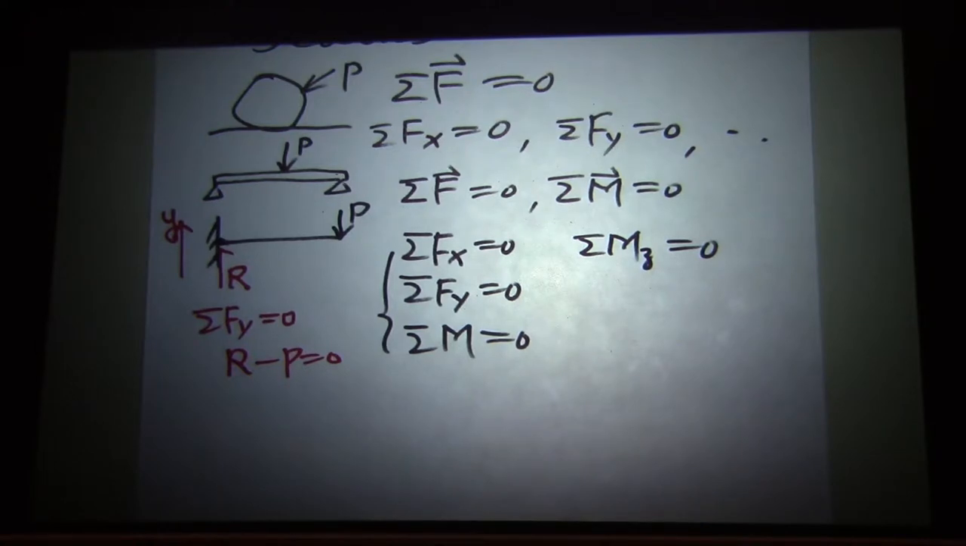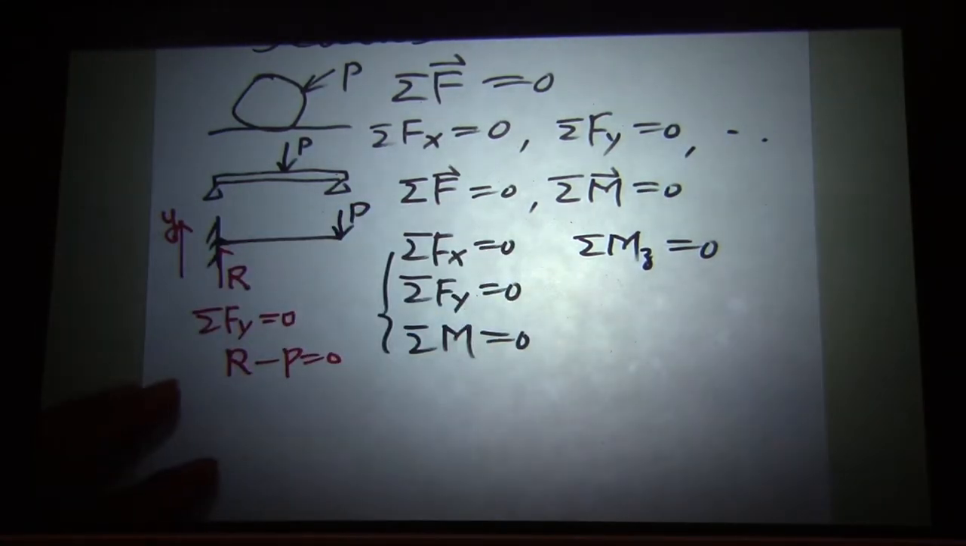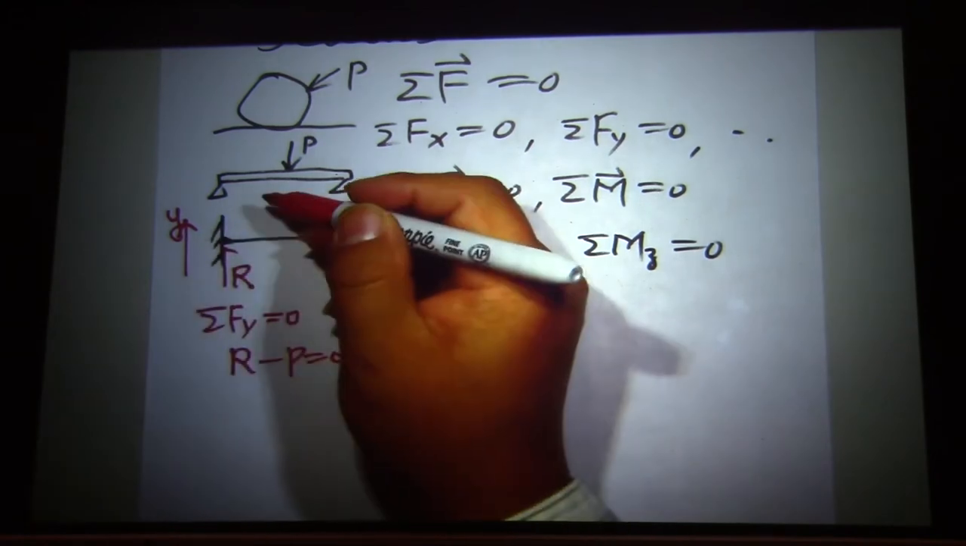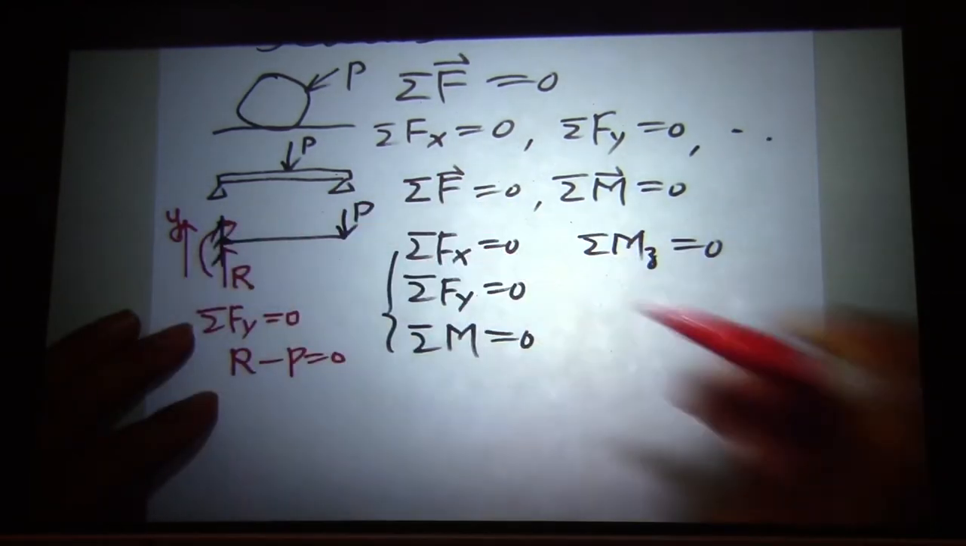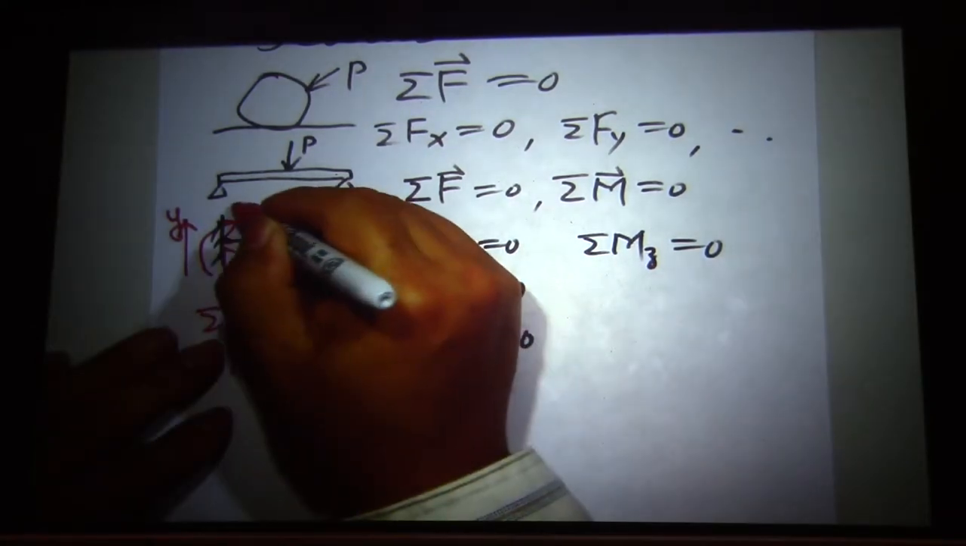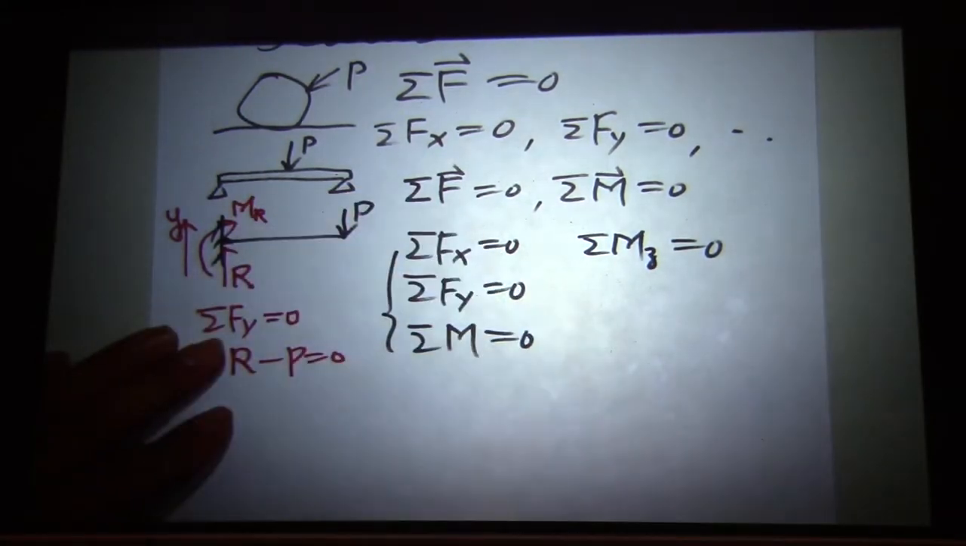Then how can it be in equilibrium? There is another reaction, right? The reaction at the wall. So the wall must provide another reaction. That is the reaction movement. So you're going to have a movement. You don't know which direction, you can just assume one direction. Then you find out the value. If it's negative, it's the other direction. If it's positive, you guessed correctly. Right? So basically, by the equations of equilibrium, you can find out this movement here. Oftentimes we call it MR, that's the reaction movement.